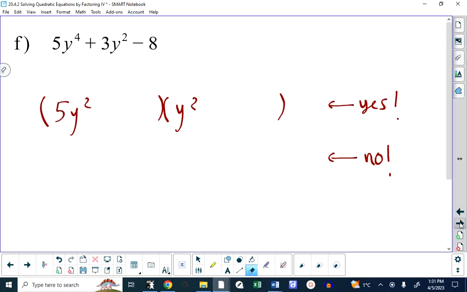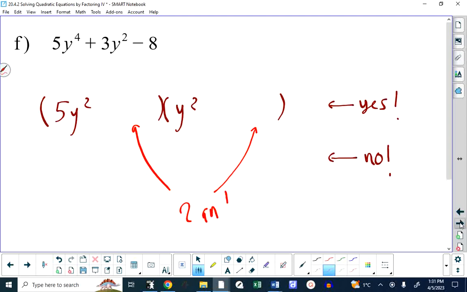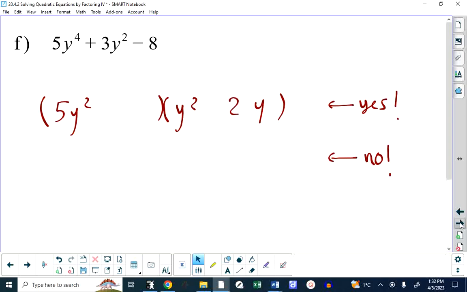So would you agree these are probably 2 and 4? Those would be what you would try. Okay, I'm going to write them down in that order. I'm going to try a 2 here and a 4 there. Very quickly, how many of you see as quickly as I just did, this is not going to work? Because my outer is a whopping 20y squared, and my inner is only 2y squared, but I need to end up with 3. So I'm going to switch these around. Is that going to work?